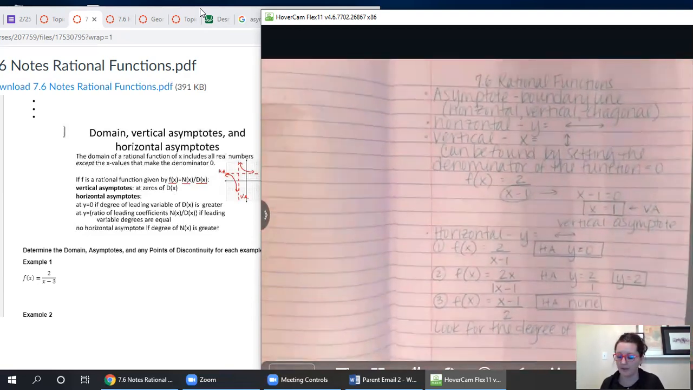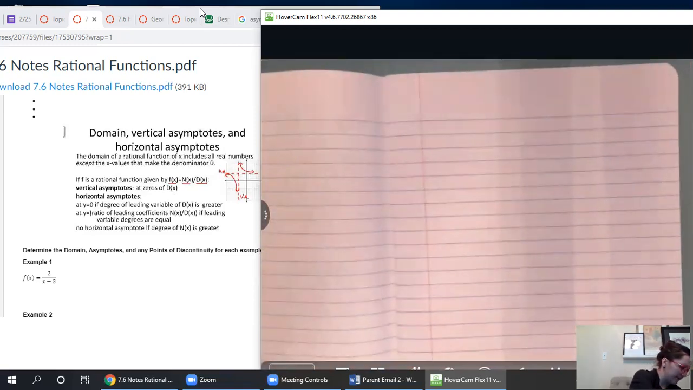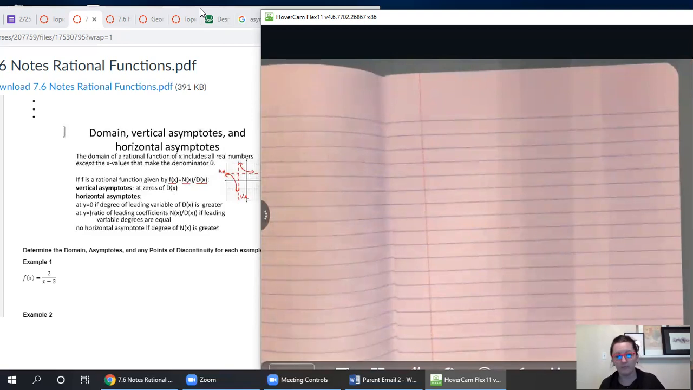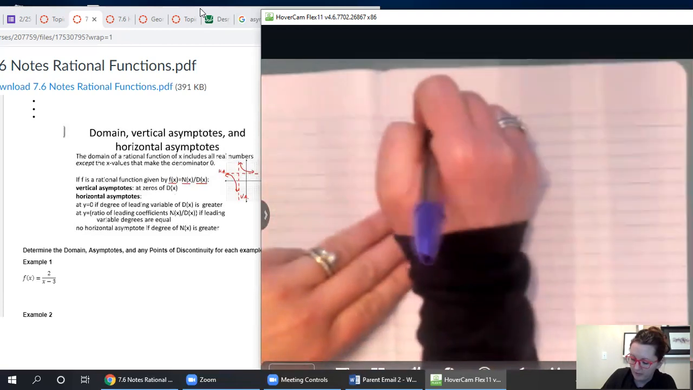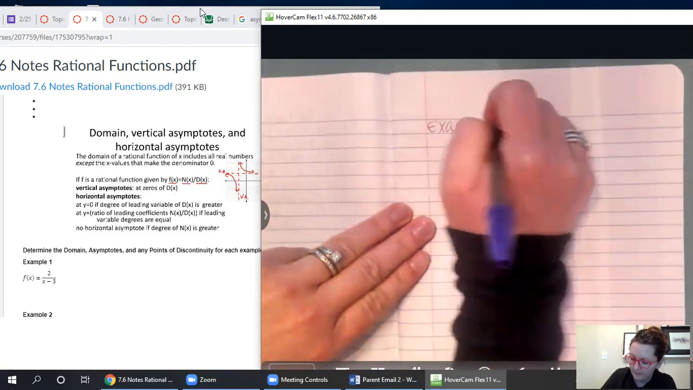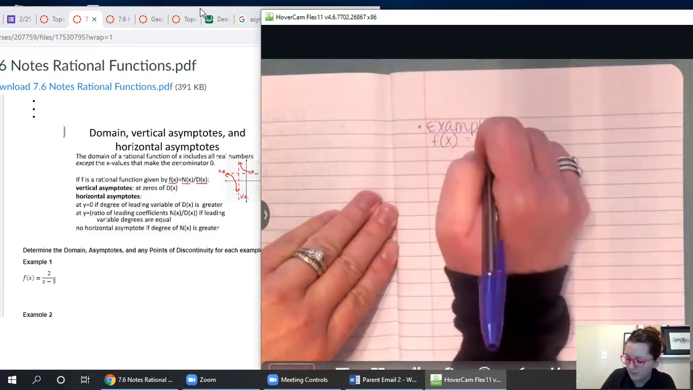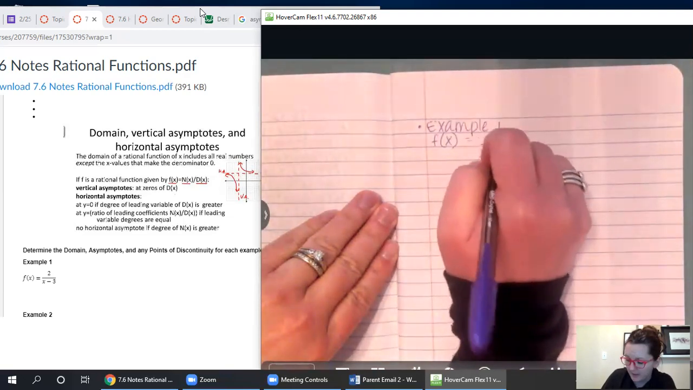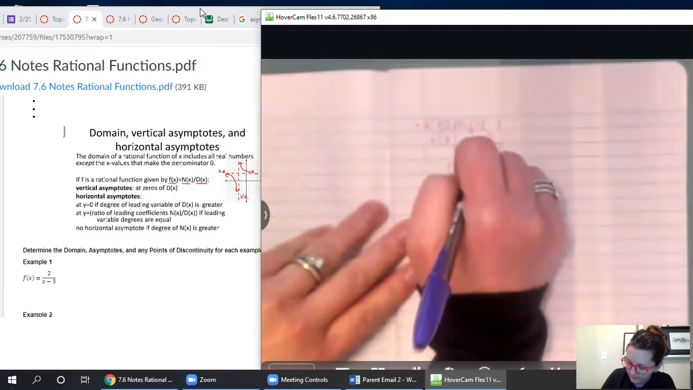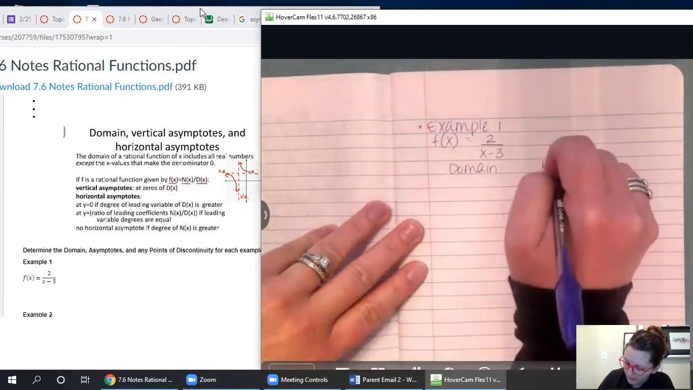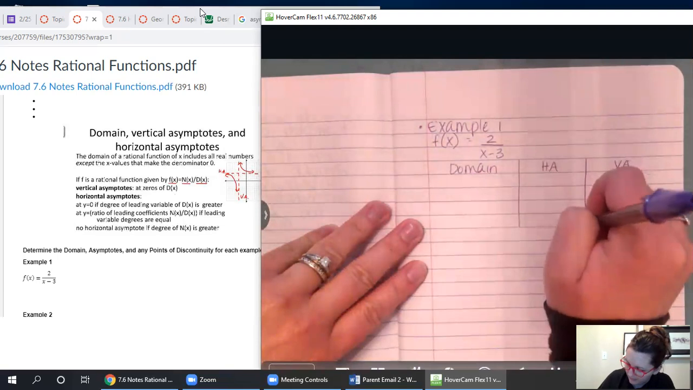We have example number 1. I want to know, first of all, what's my domain? And then, what are my asymptotes and if there are any points of discontinuity. So here we go. Example 1 says f of x equals 2 divided by x minus 3. So when I'm finding my domain, my horizontal asymptote and my vertical asymptote, we'll just make our 3 columns here.